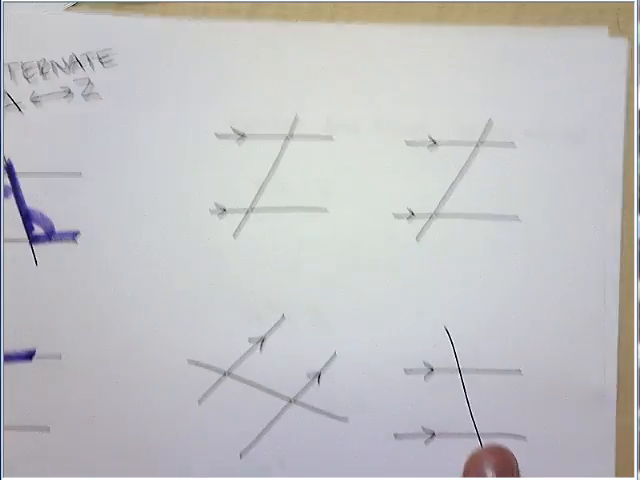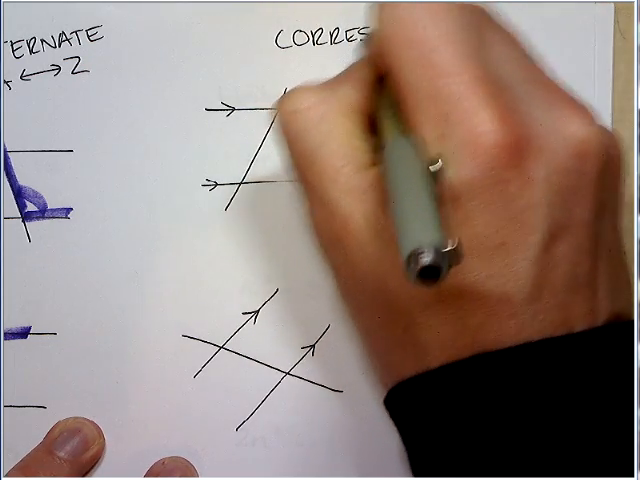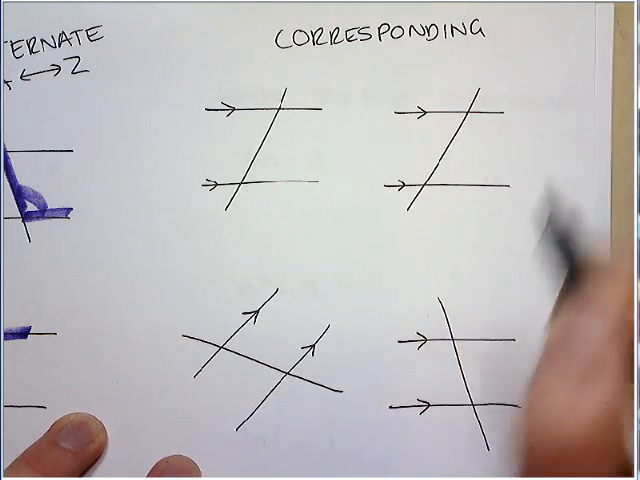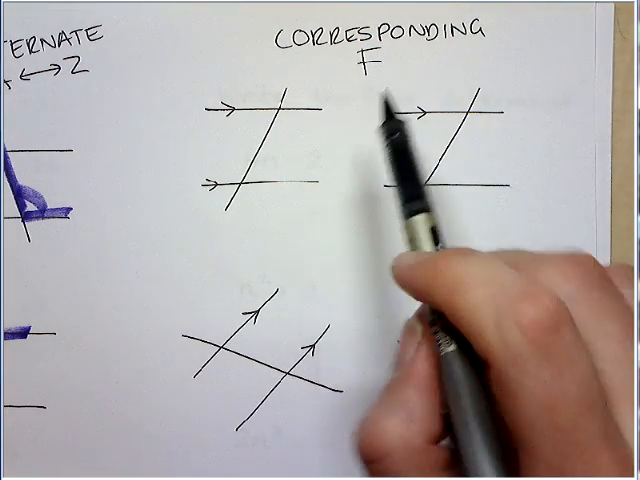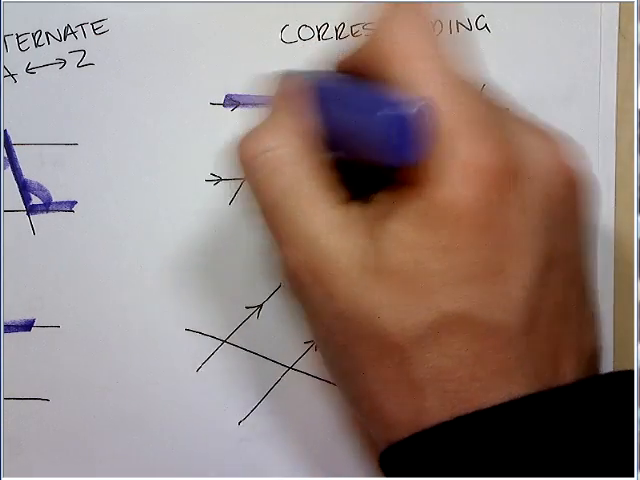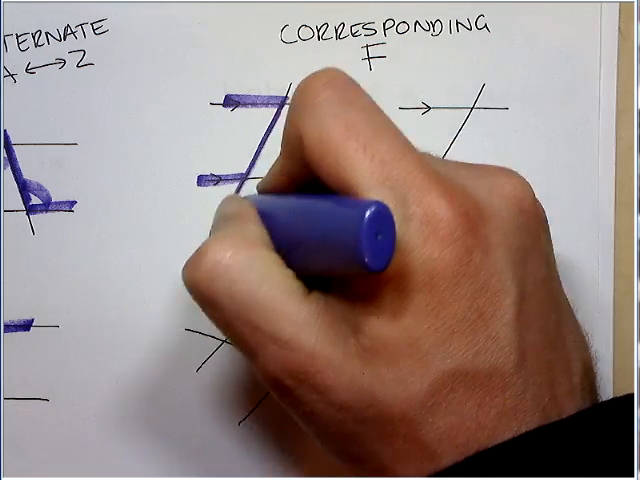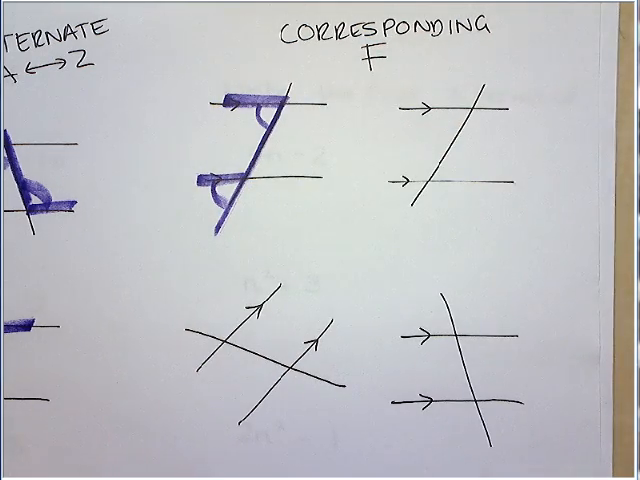Now, corresponding angles, we're looking for an F shape. I tell my pupils to, actually no, I'm not going to go there for this video, but corresponding, you're looking for some sort of F shape. So if I do this, if I join along my transversal, I create an F, and it's the angle again between the lines, which are the same.